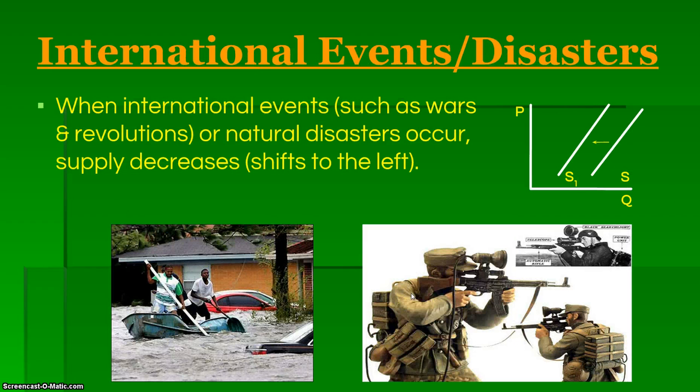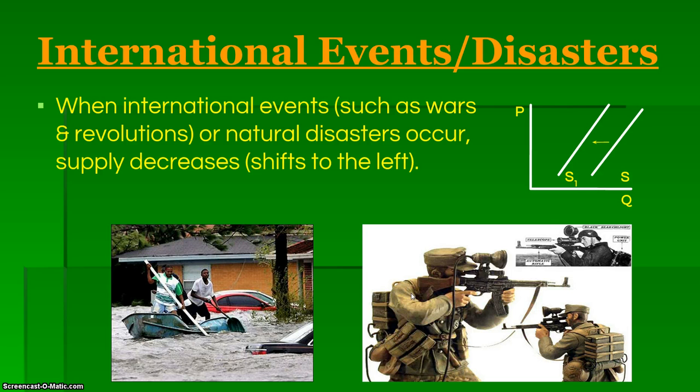An international event or a natural disaster is the next one. That's the I, so use the I in international event. Anything such as a war, or a revolution, or a natural disaster that occurs is going to shift the supply curve to the left. I can't think of anything that's going to really increase the supply of something. So usually this one's going to always be a decrease, which is less, a shift to the left.